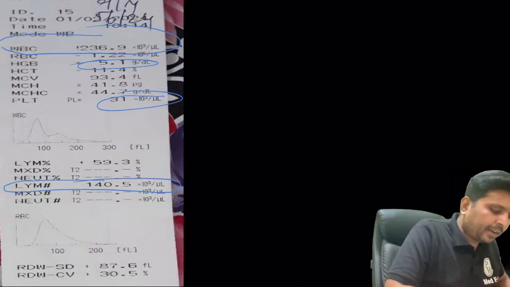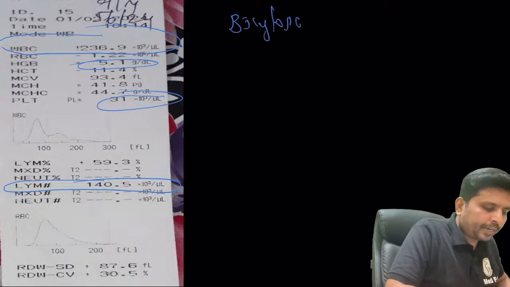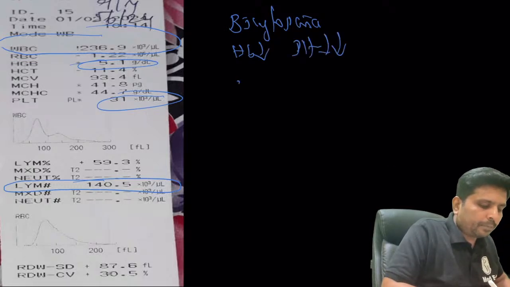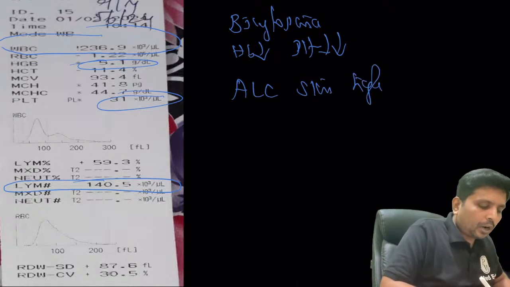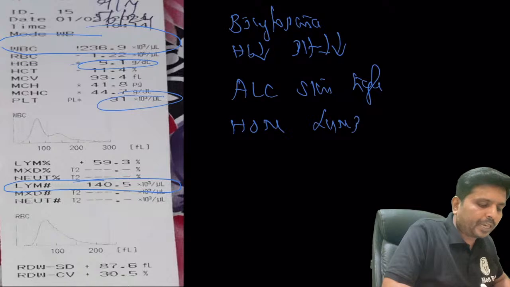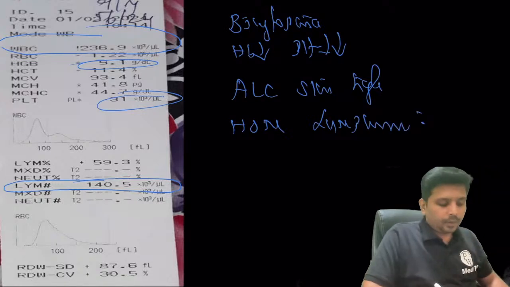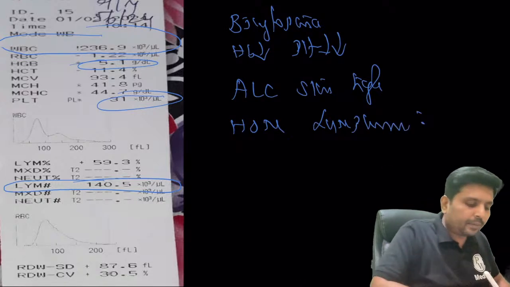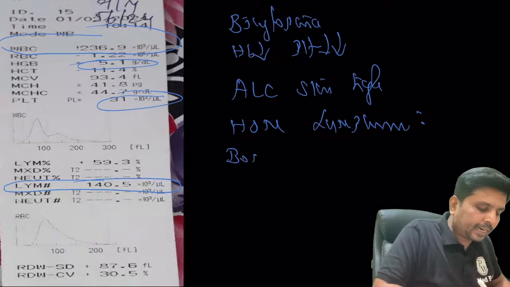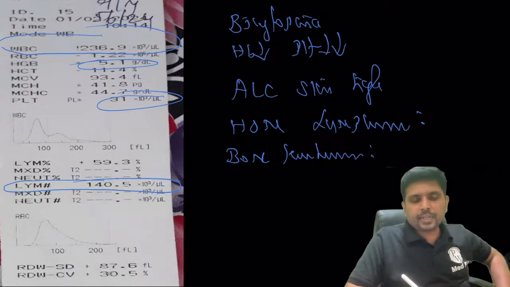So when you have a bicytopenia, that is hemoglobin is low, platelet is low, but your absolute lymphocyte count is sky high, along with hepatosplenomegaly, along with the lymphadenopathy, with bone tenderness. What is the diagnosis? With the bone tenderness, what is the diagnosis?